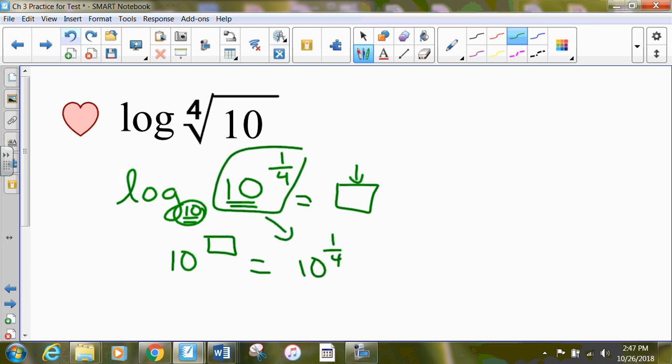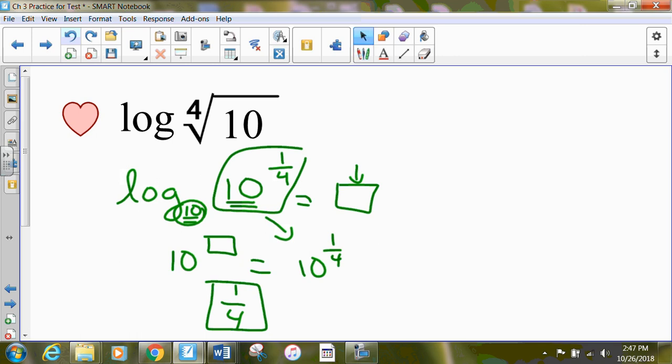Well, this makes sense, right? 10 to the what is the same as 10 to the 1/4? Well, 10 to the 1/4. So either way you do it, you'll get 1/4. You may want to look back at the 3.1 video tutorial because it explains this problem.